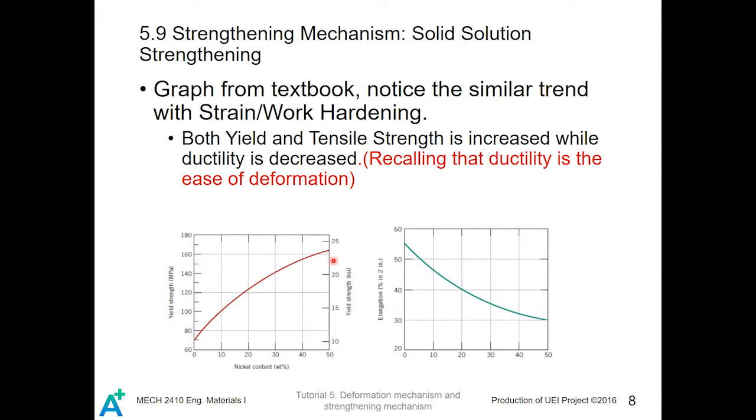Both yield and tensile strength are increased when we add more and more impurities for solid solution strengthening, while the ductility will be decreased. And again, recall that ductility is the ease of deformation.